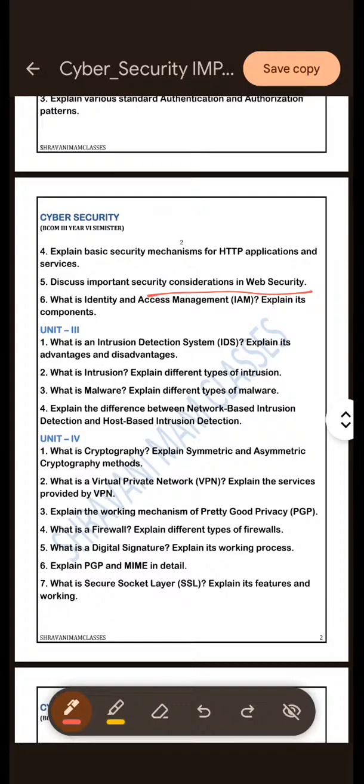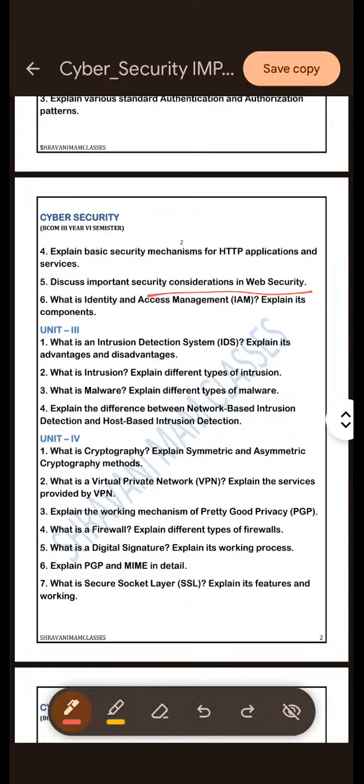Explain its components. Okay, so this is IAM. They may ask you what is IAM, explain its concept and components also. Okay, so here you have to explain that identity and access management manages user identities and permissions, right? And it also includes authentication, authorization, and role management. Okay, right. So you have to explain what the different concepts are here, and it ensures only the right users get access, right?